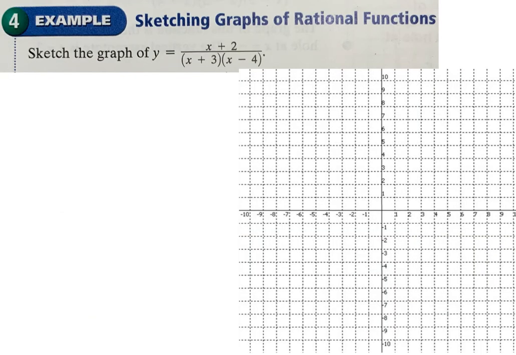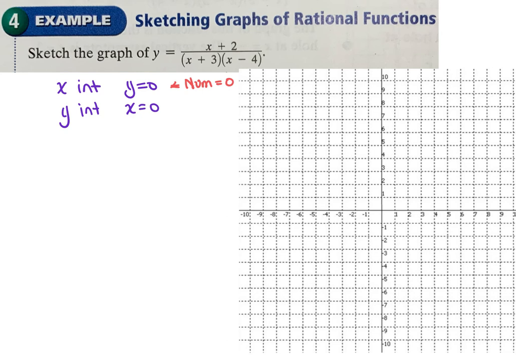So x and y intercepts. X-intercept occurs when y equals 0. Y-intercept occurs when what? X equals 0. All right, so quick note. When y is 0, that means your numerator equals 0. Okay? The only time it's not going to be an x-intercept is if it's also a hole.